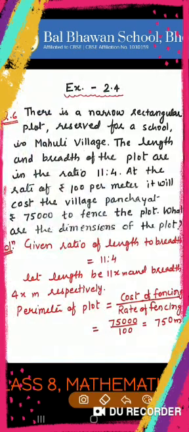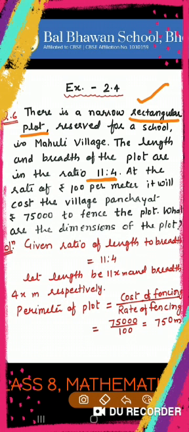Question number 6 says that there is a narrow rectangular plot. Narrow rectangular plot means this question is talking about a rectangle reserved for a school in Mahole village. The length and breadth of the plot are in the ratio 11:4. This ratio is of length to breadth. So first we came to know that this question is talking about the shape of a rectangle. Then we have a ratio of length to breadth of that rectangular plot.